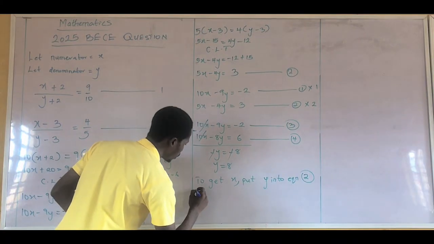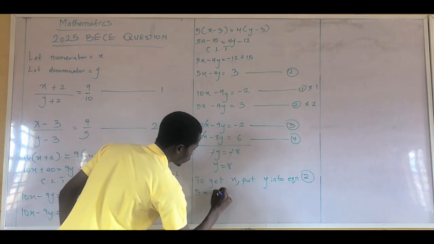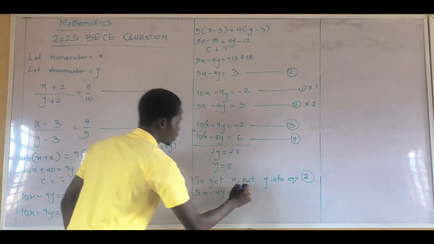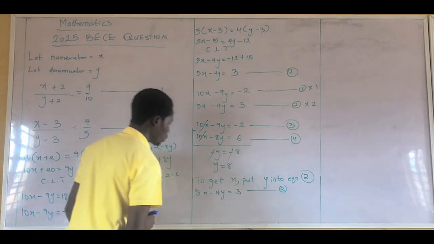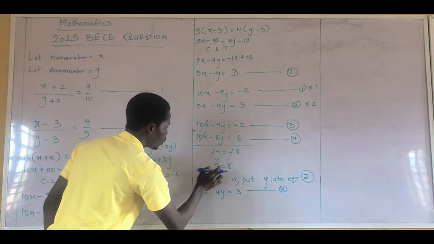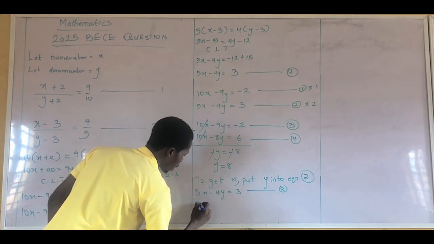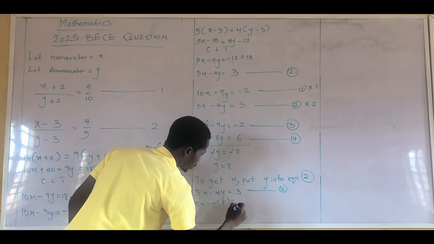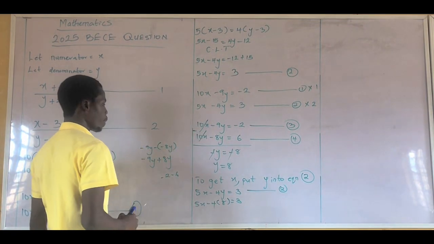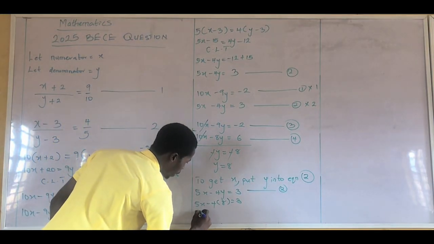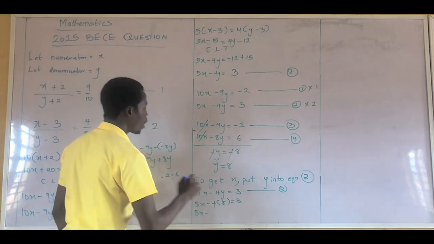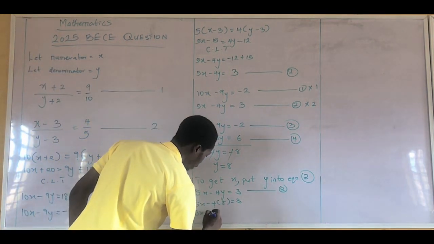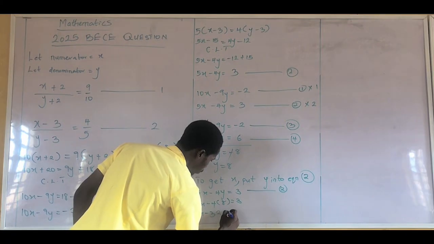So let's follow what we have. Let's write out that equation. We have 5x minus 4y equals 3. So this is your equation 2. So then let's put in the value of y, which is 8, into this equation. We're going to have 5x minus 4, open brackets 8, close brackets, equals 3. Okay, what else? We're going to have 5x minus 4 times 8. What is that going to give us? That's going to give us 32.